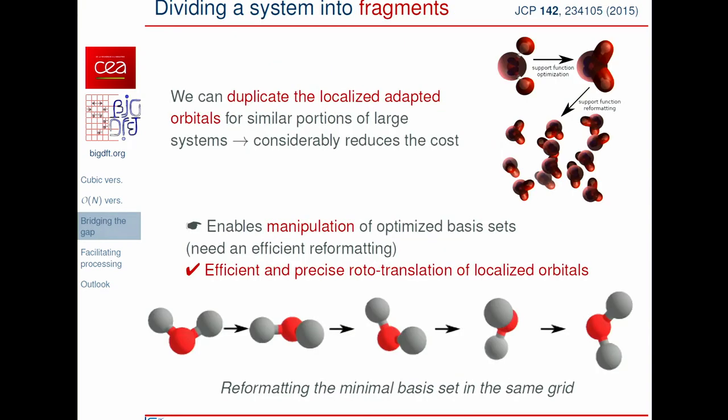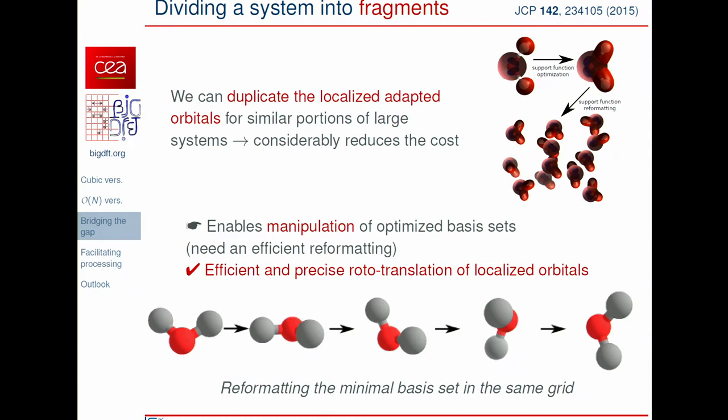To do that, we first need to duplicate our localized adapted orbitals. For instance, for water, you optimize the orbitals for one molecule of water, and then you duplicate your basis set without optimizing. This is an approximation, yes, but it's quite fair if you are very far from the protein you want to calculate, or if you want an idea of the influence of the water. It enables manipulation of the optimized basis set, and we developed an efficient and precise rototranslation of localized orbitals, because behind that we have a grid and wavelets. So we can reformat our minimal basis set very accurately, avoiding the need to optimize the whole system.